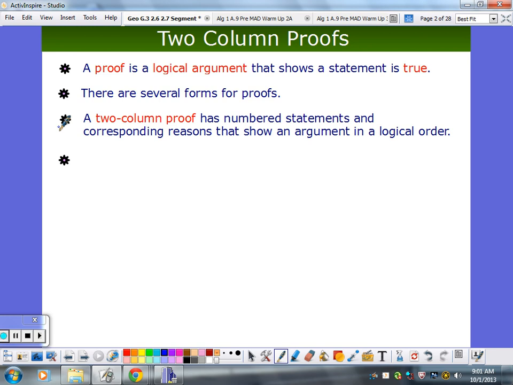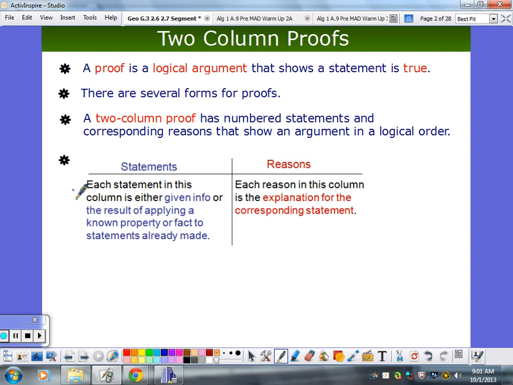You will say, well, these two things are congruent because I've been given that information. These other two things are congruent by substitution, right? So you start speaking in proof language once you get really used to it. That's why we're concentrating on two-column proof first, where you have your statements and your reasons.